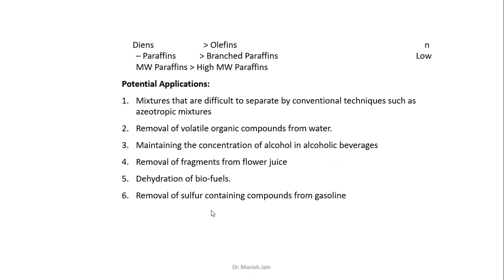Sixth is the removal of sulfur-containing compounds from gasoline, especially aromatic compounds. Thiophene or benzothiophene are aromatic sulfur-containing compounds, and these compounds are very difficult to remove by traditional sulfur removal processes. So we can use the pervaporation process to remove these compounds from transportation fuel, especially gasoline.